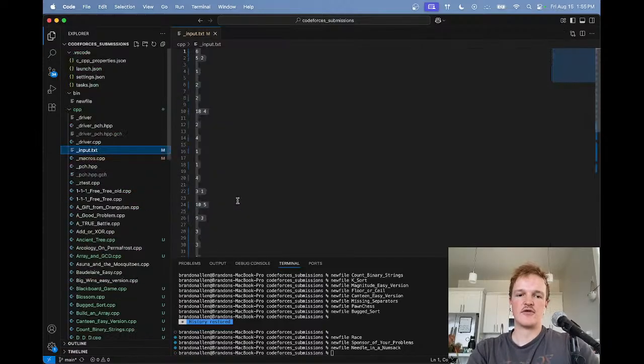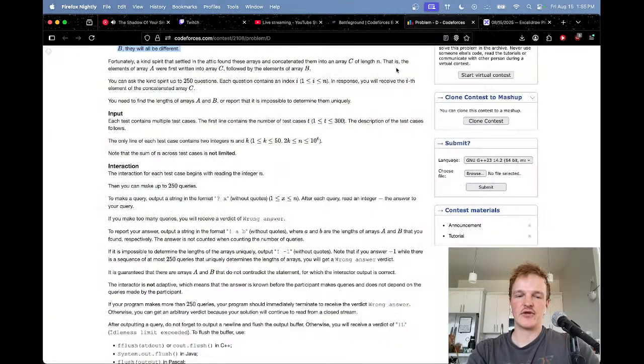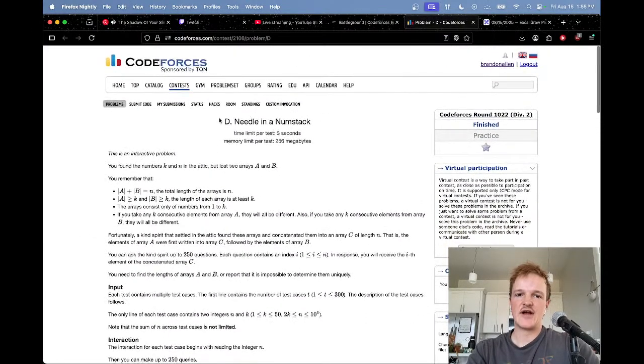Because this sounds like an absolute nightmare to implement, and I don't really want to do that right now. I think interactive problems are cool, but I kind of planned out what to do. And I feel like the simplicity of that and the complexity of implementing it, there's a huge disparity there. And I don't want to spend the next like 2 hours implementing this.